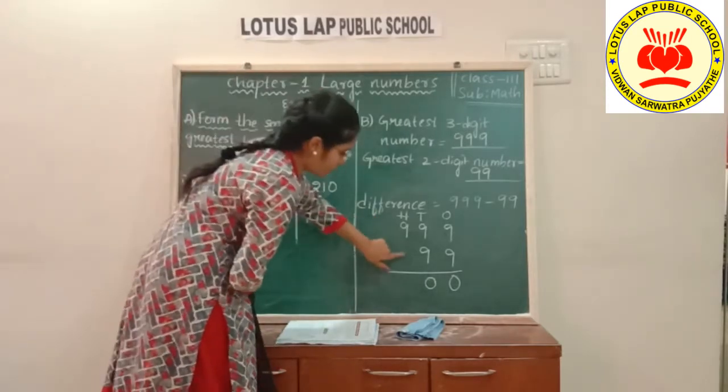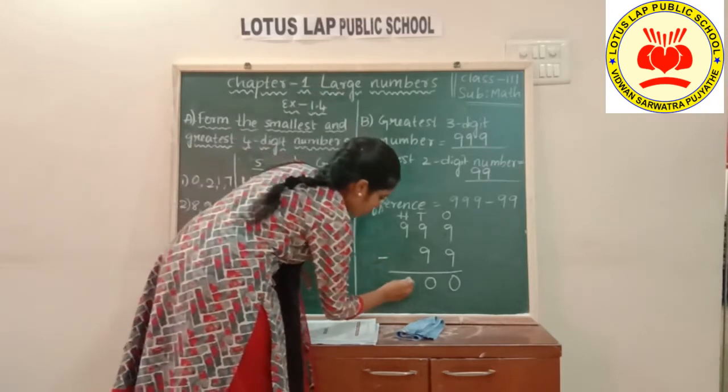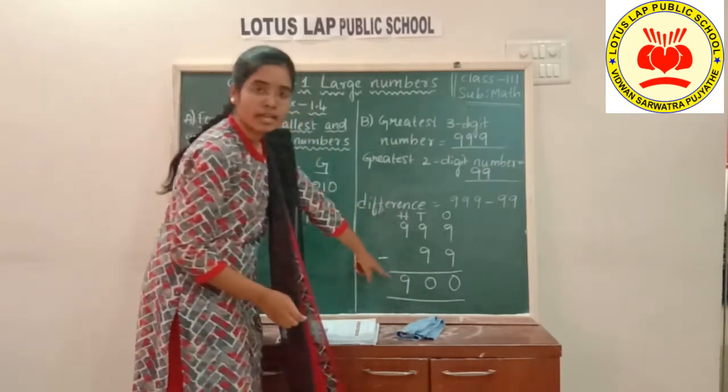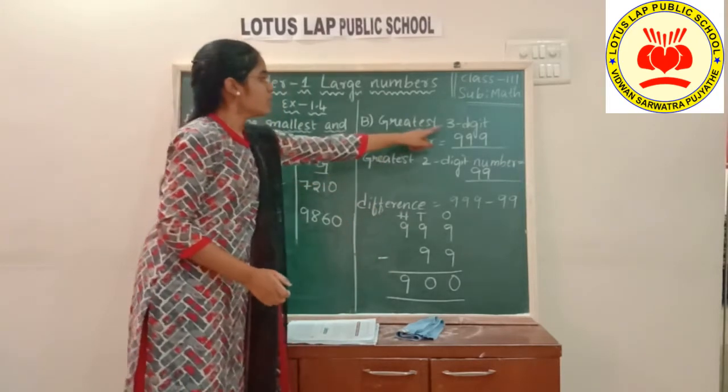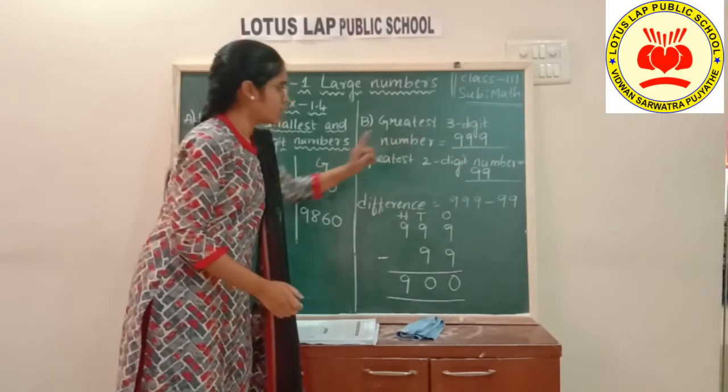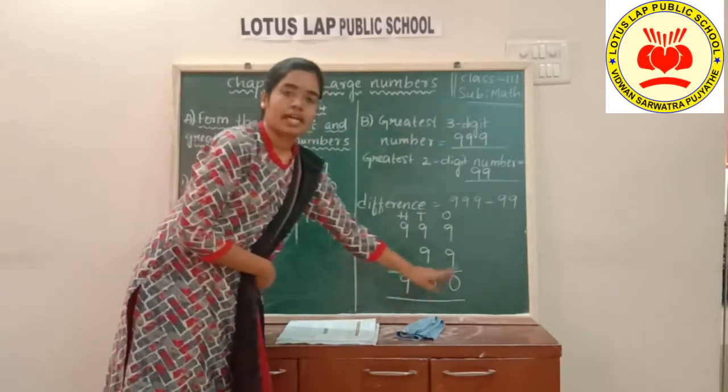Now next, nothing is here. Okay, directly 9 you need to write here. So what is the difference? What is the difference? 900. When you subtract the greatest 2-digit number from the greatest 3-digit number, you are going to get 900.